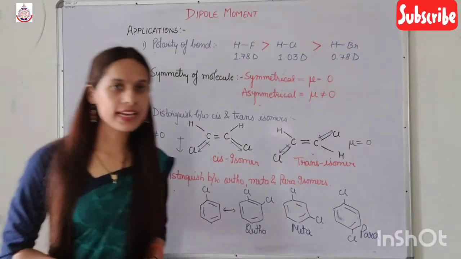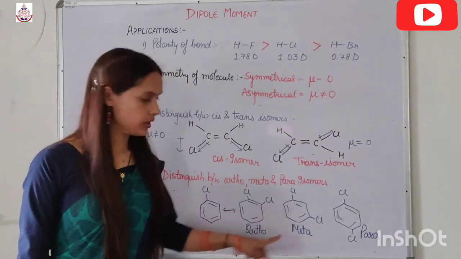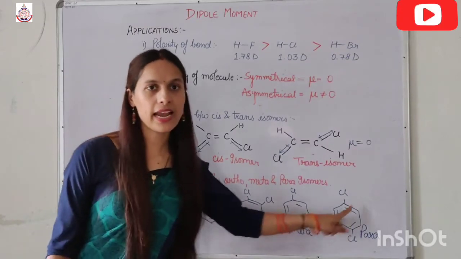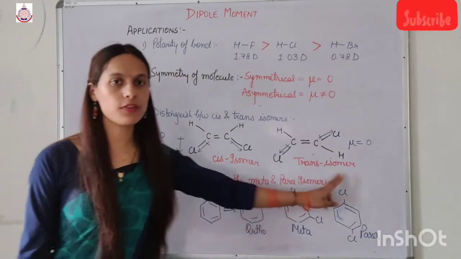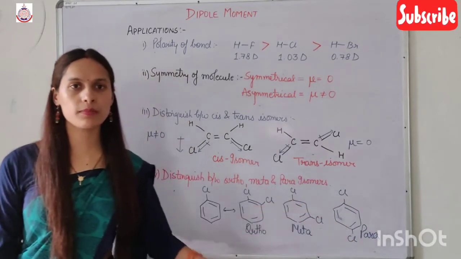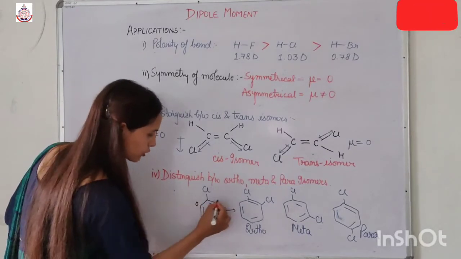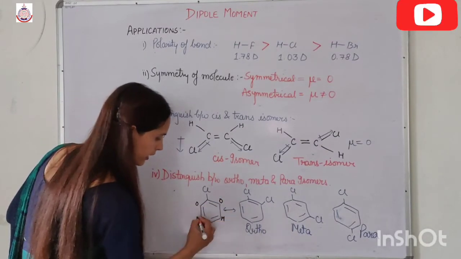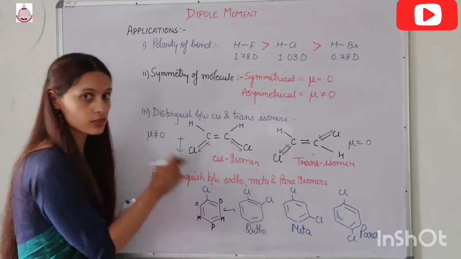When the second atom is present at the adjacent of the first atom, that is ortho. Here meta, and if opposite, then para. If adjacent, ortho. If opposite, para. If in between ortho and para, then it is meta. So in this case, these two are ortho position, these two are meta position, and this one is para position with respect to this chlorine.